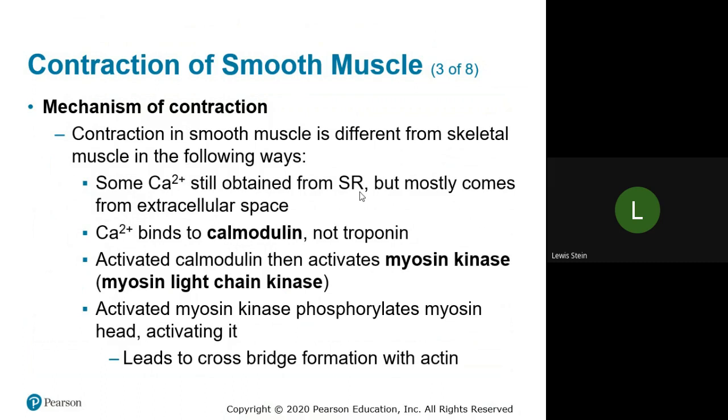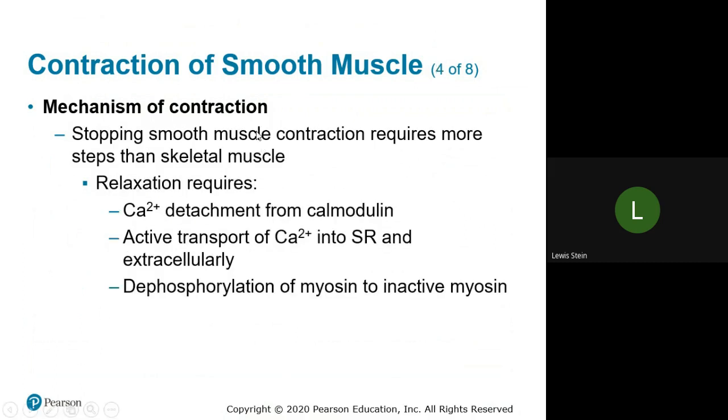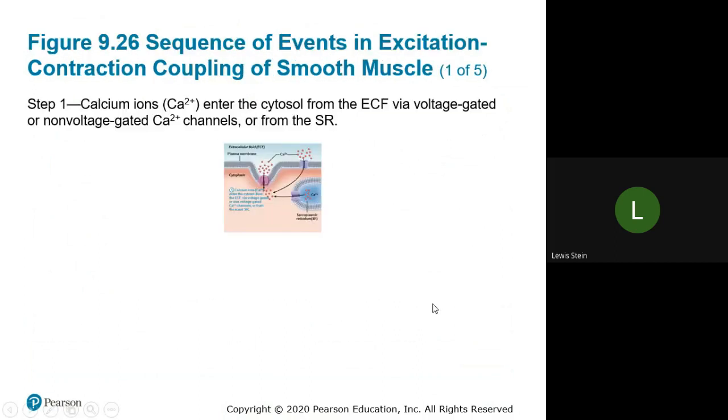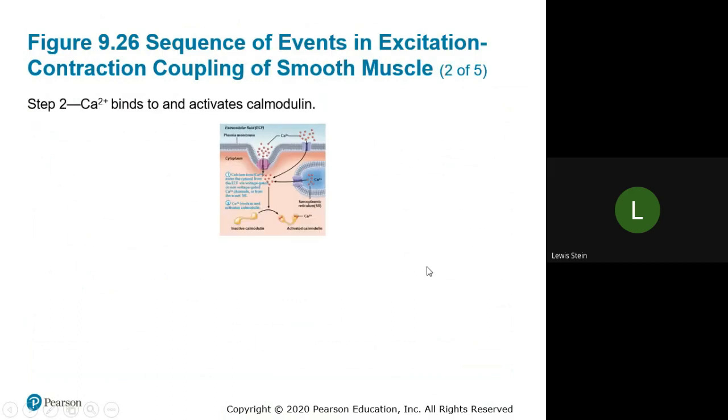So we know kinases phosphorylate. That's their job in life. Phosphatases dephosphorylate. Stopping smooth muscle contraction requires more steps than skeletal muscle. Calcium has to detach from the calmodulin. Transportation of the limited amount of calcium back into the sarcoplasmic reticulum, mostly being pumped out of the cell. Dephosphorylation of the myosin to inactivate the myosin. And they just go through the steps here.